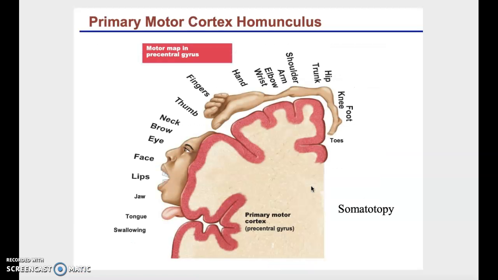We can see examples of these systems at work in regions such as the precentral gyrus in front of the central sulcus as part of the frontal lobe. This makes up the primary somatic motor cortex.